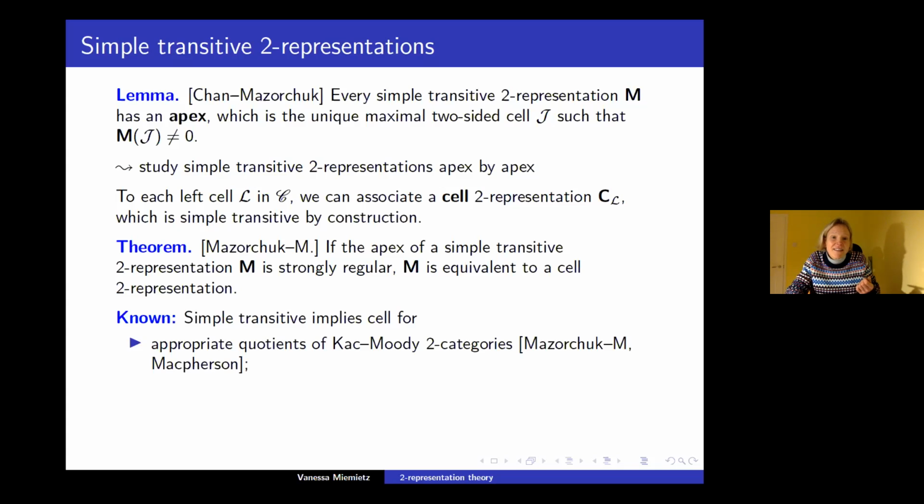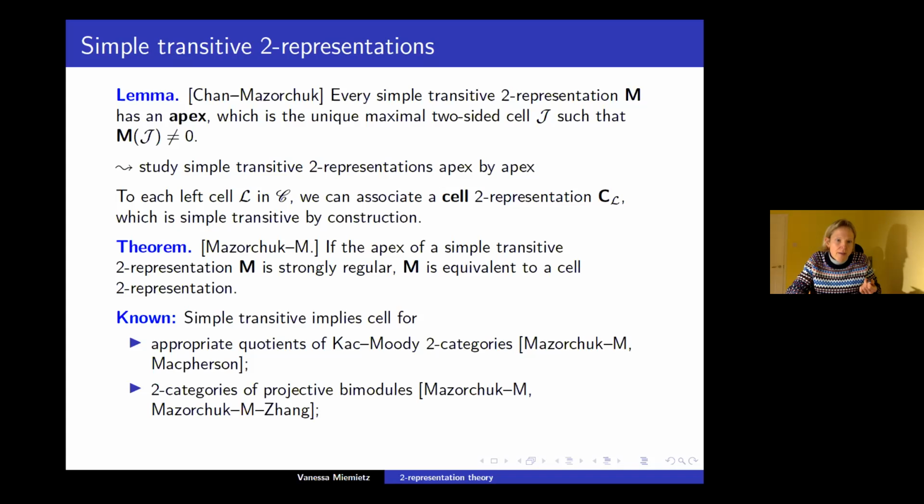That is, for example, true for appropriate quotients of Kac-Moody 2-categories. So this means that the cell 2-representations, which are the ones where the underlying categories are the modules over the cyclotomic KLR algebras, really exhaust the simple transitive 2-representations. Then it's also true for these 2-categories of projective bimodules that I've been talking about.